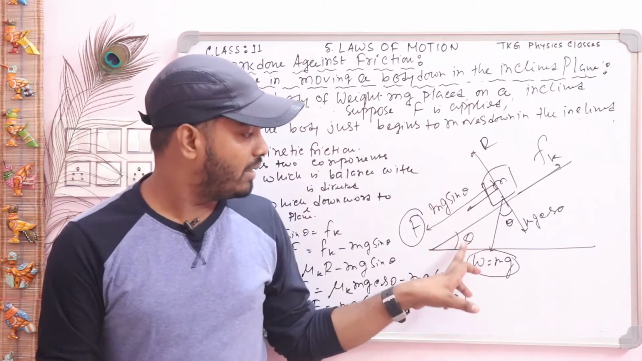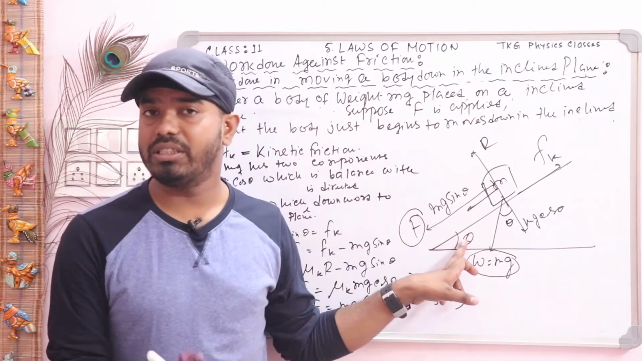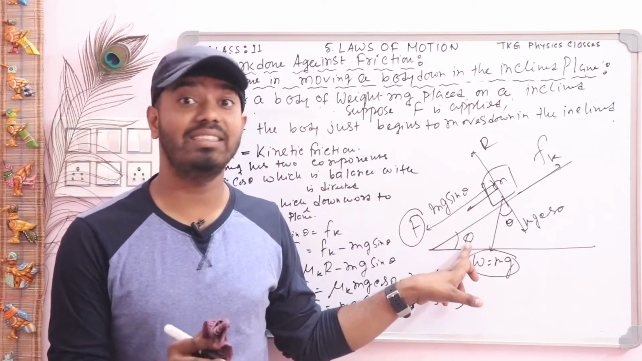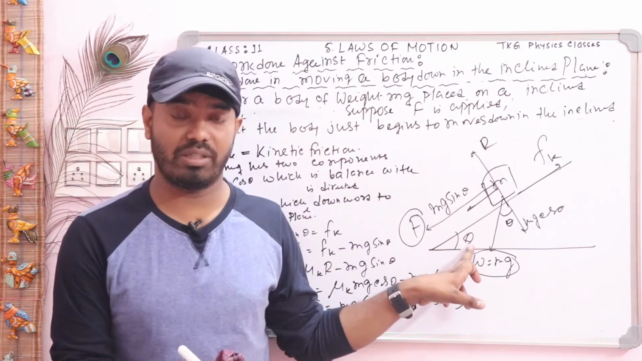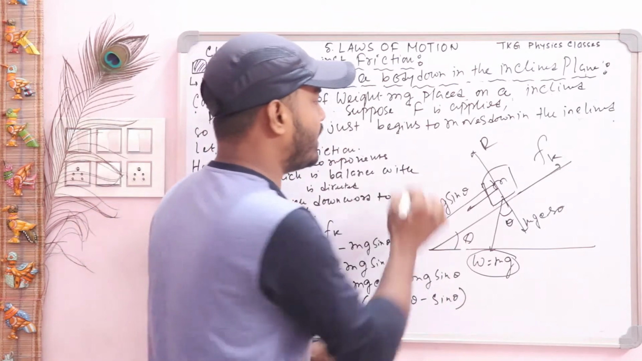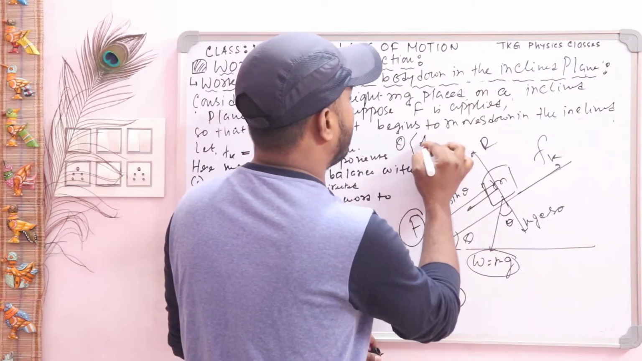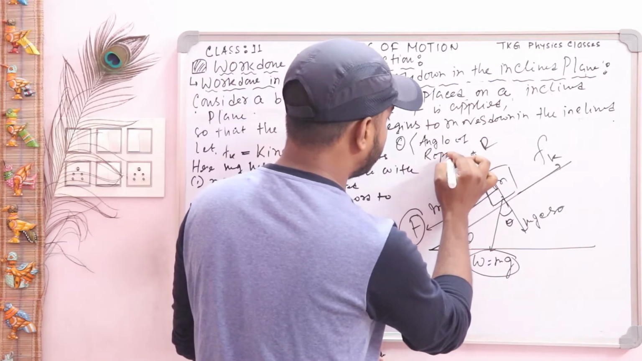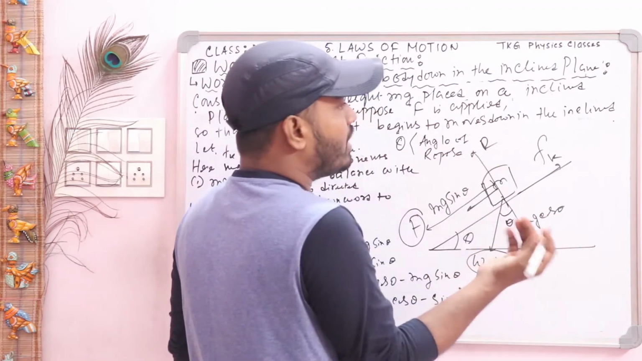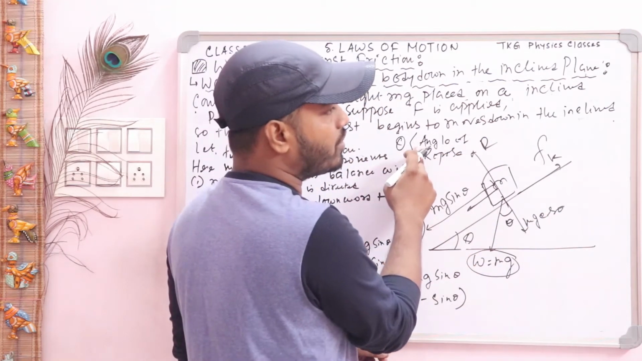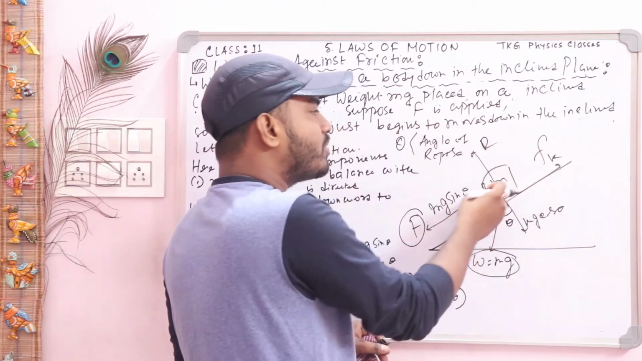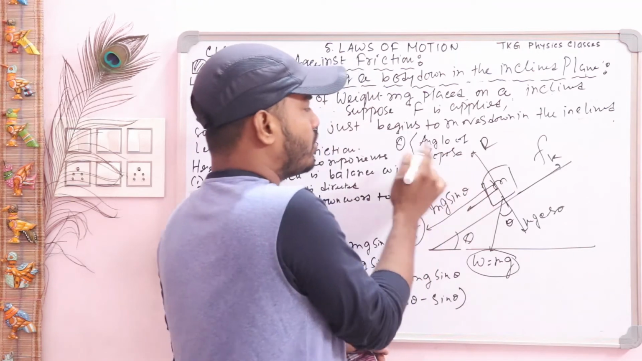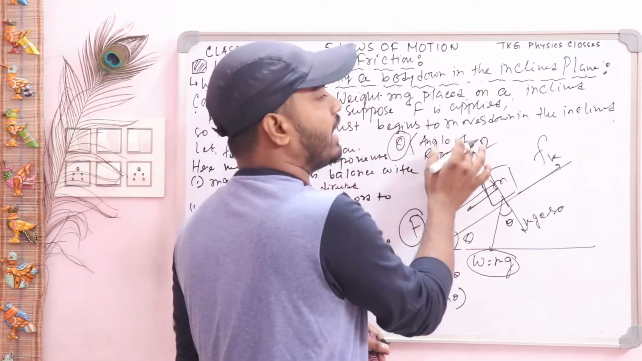So here the angle of inclination theta must be less than the angle of repose. This is important, student. Because if theta is equal to the angle of repose, the body automatically moves down the inclined plane. This is the definition of angle of repose. So theta must be less than the angle of repose.